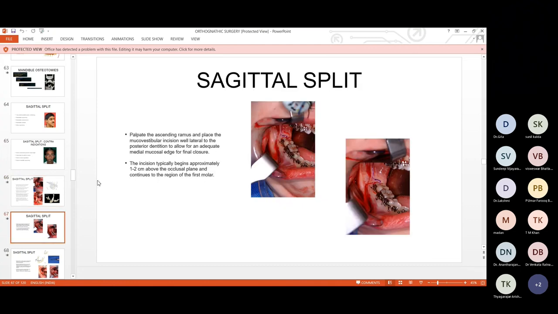So they palpate the ascending ramus and place the mucovestibular incision. You can see that is the one which is there. And the coronoid is retracted upwards by the lion-toothed hook retractor, 1 to 2 centimeters above the occlusal plane, and then it continues to the region of the first molar. It goes up to that place so that you can open the entire segment of bone there.